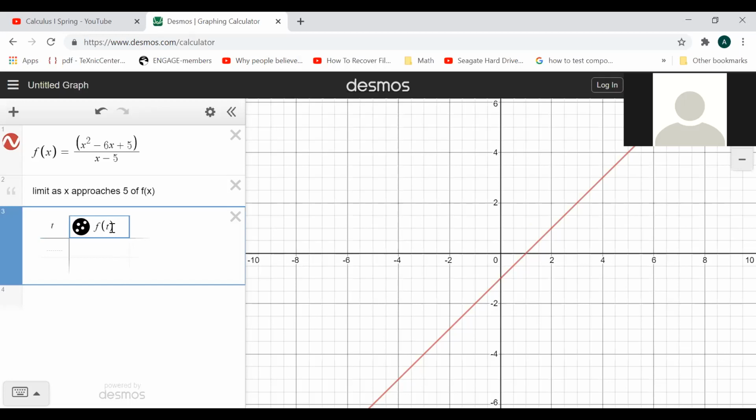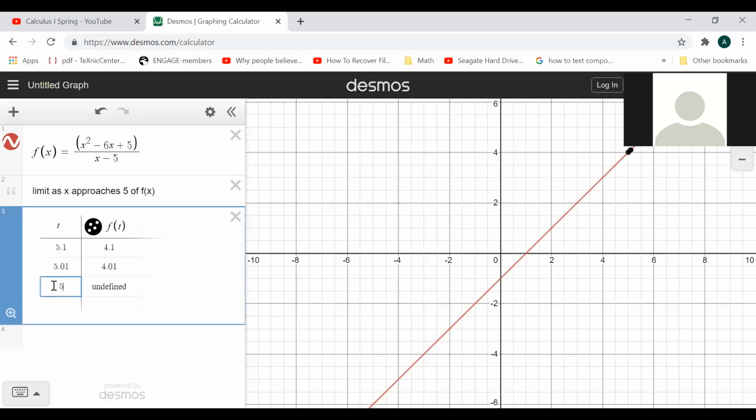Oops, f of t. There we go. And we're going to give values to x very close to 5. So for example, let's say 5.1. All right, then we're going to do 5.01. And we're going to do even closer, 5.001, a bunch of zeros. And as you can see, I think it's pretty clear from the way things go here.